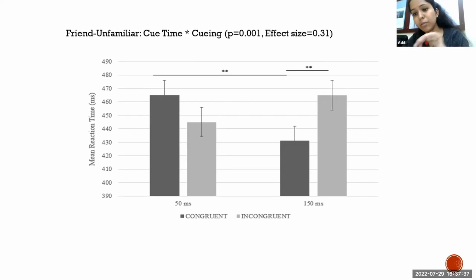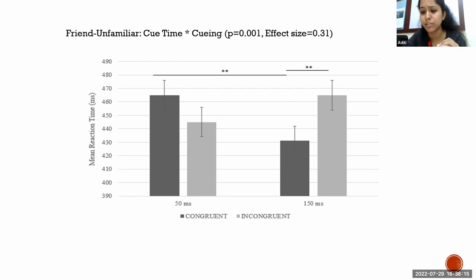For the friend-unfamiliar pair, the interaction effect of cue time and cue was found significant. We found that for long cue time, reaction time for the congruent condition was significantly faster than the incongruent condition. We also found a significant difference between RTs for 50 millisecond and 150 millisecond cue time for congruent condition. So all in all, on the basis of reaction time results, we can conclude that both familiar as well as self-face can bias attention when presented against an unfamiliar face.